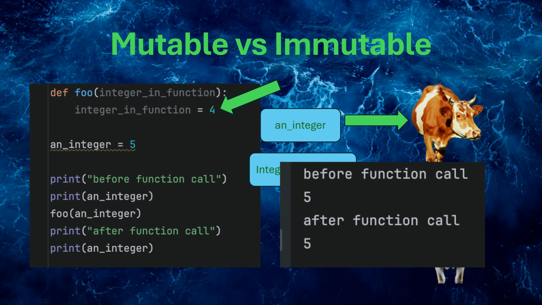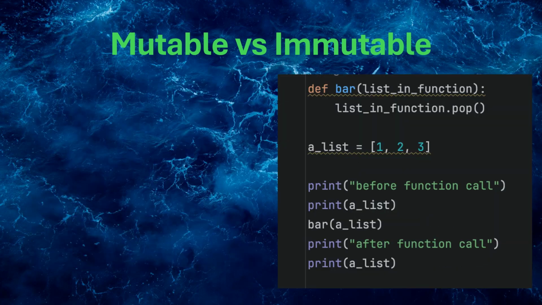So you can see it doesn't change because the reassigning is in the function. Okay. And now, if you look at the mutable idea, you can see we use a list here, and we have the list in the function. So what's going to happen here?